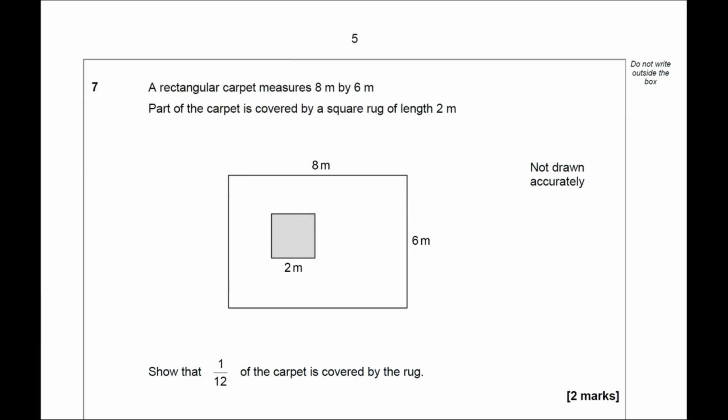Question 7. A rectangle carpet measures 8 meters by 6 meters. Part of the carpet is covered by a square rug of length 2 meters. So it is a square, so it's 2 meters, and 2 meters here as well. Then show that 1/12 of the carpet is covered by the rug. So we need to show that the area is actually 1/12 of the big area.